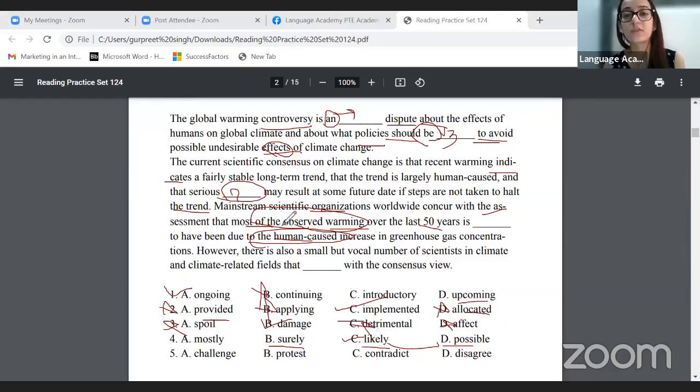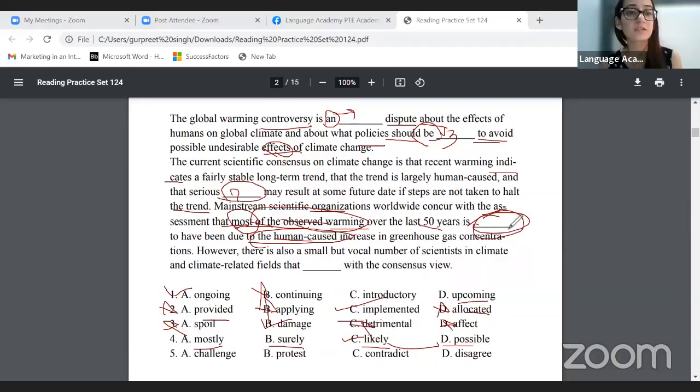This is just scientific organizations with their assessment that they are saying this thing. And mostly it is not about how much of the global warming. We are saying possibly most of the warming. They have already used most here, so we cannot use most again, right? Because this most also means the same, that more than 50%. And if we put mostly here, this will also mean the same, more than 50%. So they say most of the warming over the last 50 years is possibly due to human caused increase.